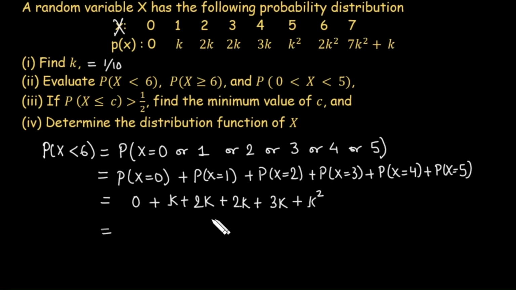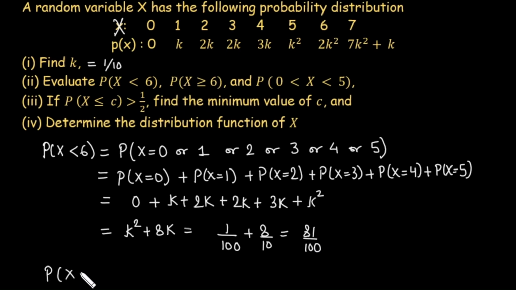Simplify this, what we have? k square plus 8k. So what is the value of k? That we have calculated, 1 by 10. So we have 1 by 100 plus 8 by 10. That is equal to 81 by 100. Second question is, what is the probability when x is greater than equal to 6?